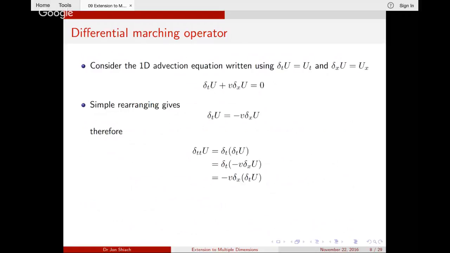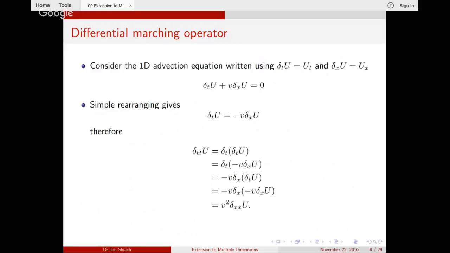So minus v times little delta_x applied to, I should say it's an operator, applied to little delta_t u. I've also got a little delta_t u there. So this bracket here can be replaced by that right-hand side. Okay, multiply out the bracket. So I've got minus v times minus v, so that'll give me v squared. I've got the derivative of u with respect to x, and then differentiated again with respect to x. So that's a double derivative.